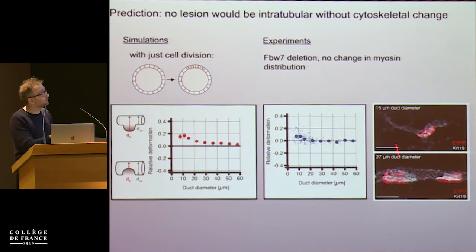And we can test this experimentally because it turns out that if one does only a deletion of the tumor suppressor gene, the cells over-proliferate, but they don't change their myosin distribution. And then we see the same thing. We see this loss of behavior. All the tumors now grow outside. So this behavior of growing outside or inside is really dependent on the redistribution of actin and myosin.